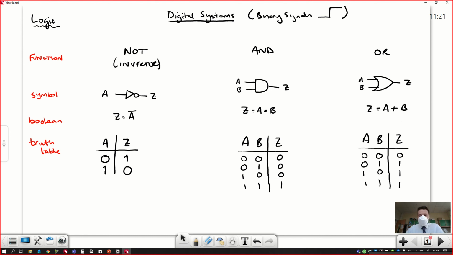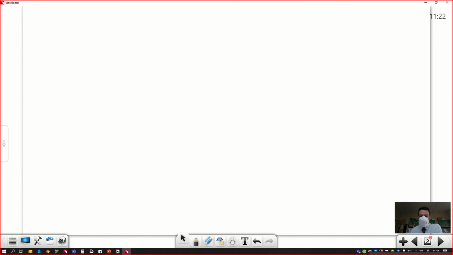What are you asked to do with this information? You're asked to design logic circuits. You're asked to write down Boolean terms. You're asked to complete and create truth tables. So let's do a couple of examples.